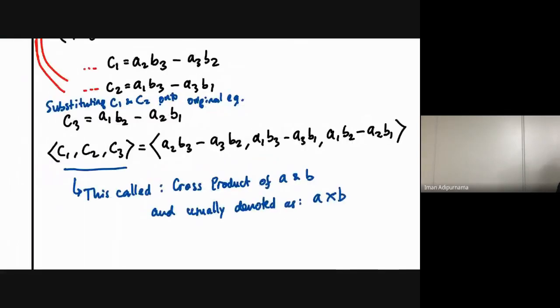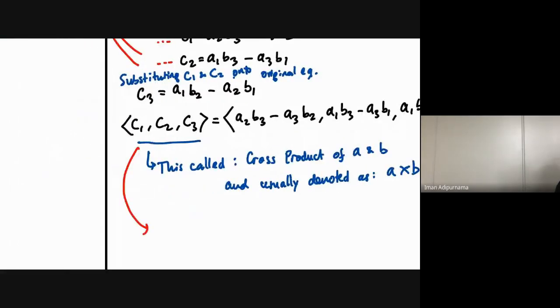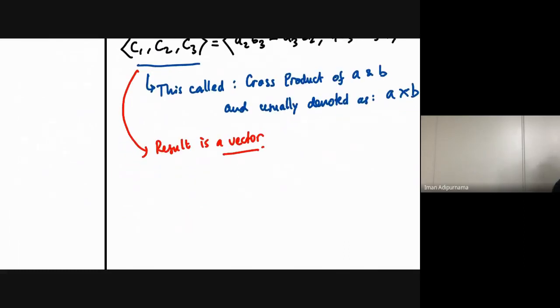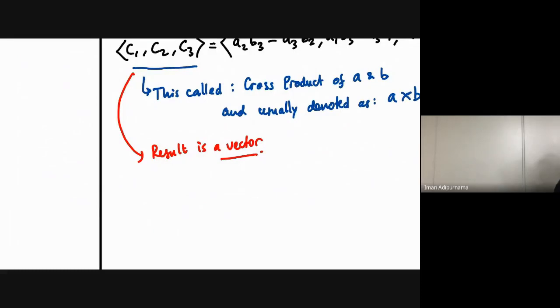And notice that from here, the result is a vector, okay? Not a scalar, like a dot product. The dot product results in a scalar, but the cross product is another vector. To help you see the big picture of this cross product, let's go to the determinants.